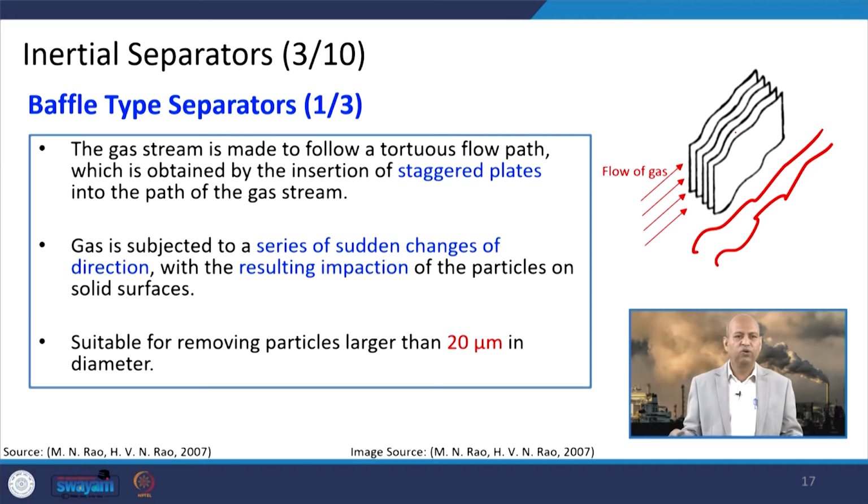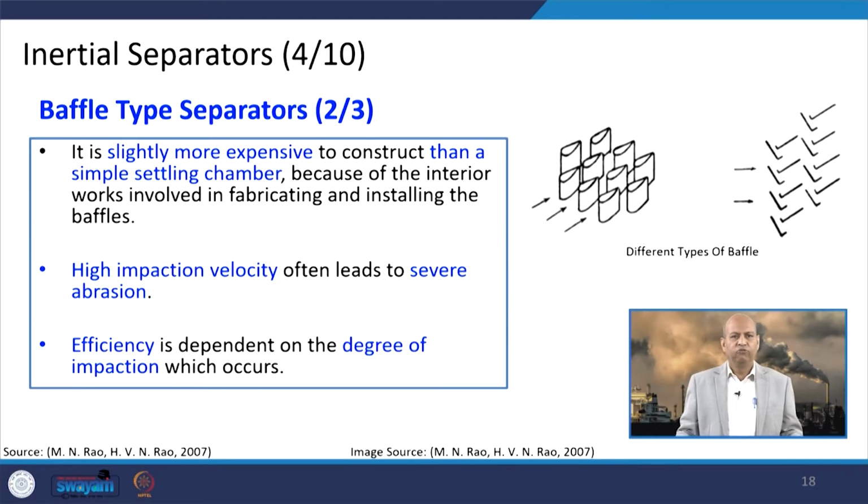When we talk about baffle type separators, you can see these kind of deformed walls, so that direction changes continuously, and it is suitable for removing particles larger than 20 micrometer in diameter. So, that way it is better if we compare with the settling chamber. So, sudden change of direction is ensured by these staggered plates etc. Whenever there is high impaction velocity, it often leads to severe abrasion. So, those are the issues. Basically efficiency is dependent on the degree of impaction which occurs.